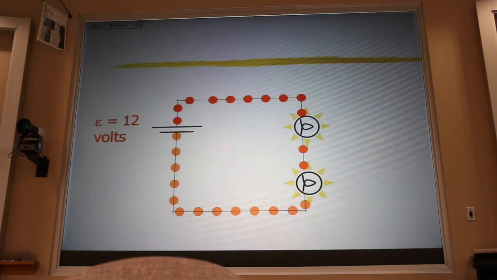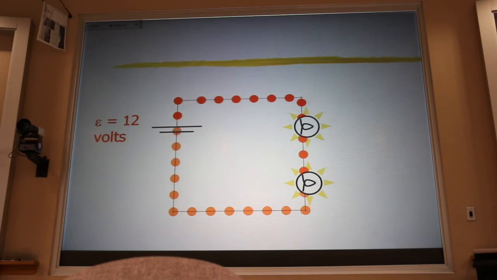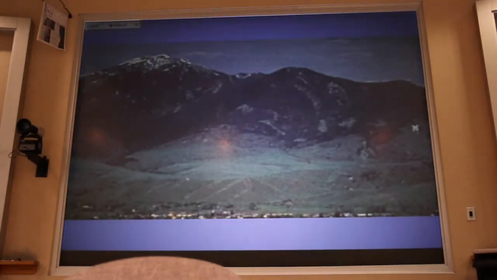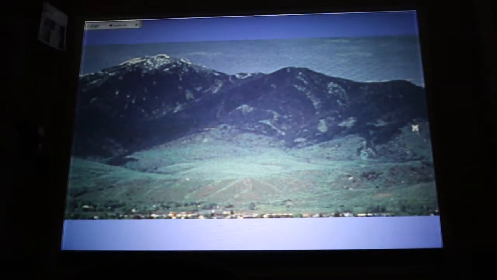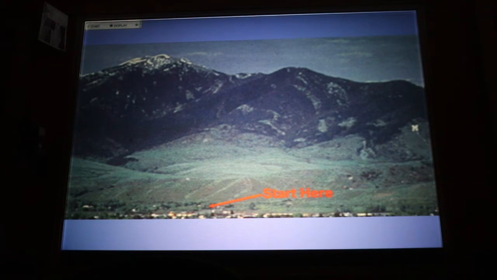Now, I'd like to make an analogy that hopefully will resonate with us. We all recognize this as our valley. We're lucky to live here. Suppose we start here on campus, and a magical, mystical plane, we can't understand how it works, takes us to the top of the mountain and drops us off.